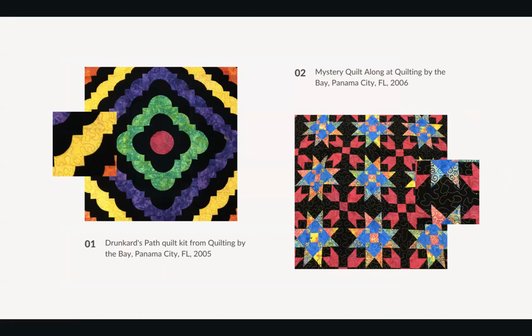This kit on the left, I got as a kit because I still wasn't very confident in picking my own fabric. Plus there was absolutely no way that I was going to cut all this curved piecing.